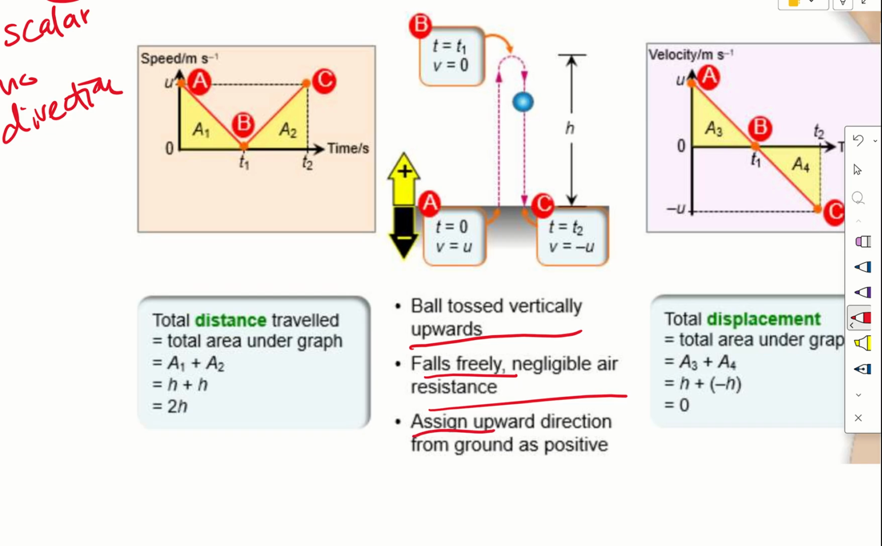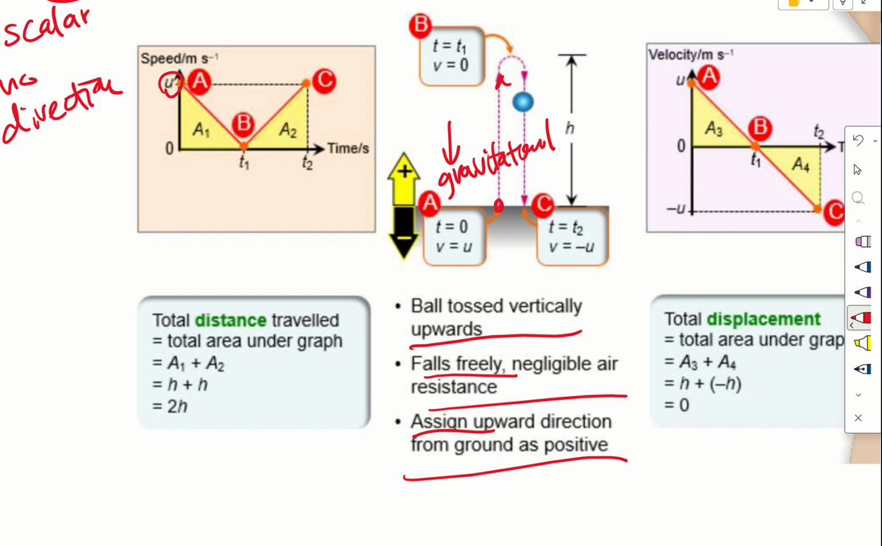And if we assign upward direction from ground as positive, so if the ball is thrown upwards, in order to throw a ball upwards, you need to apply a force and you need an initial speed, which is our u, right? If you don't give the ball any speed, it will just stay in your hand. In order to throw it higher, you need to apply a larger force and a higher initial speed. But because there's no air resistance, the only thing pulling the ball down when it's going up is your gravitational force.